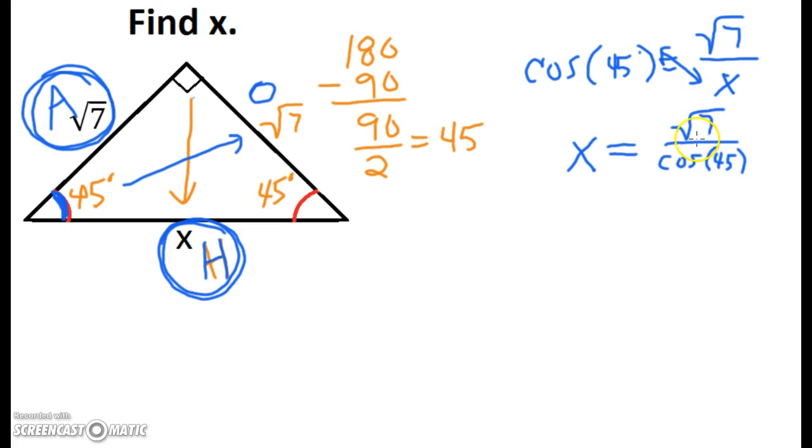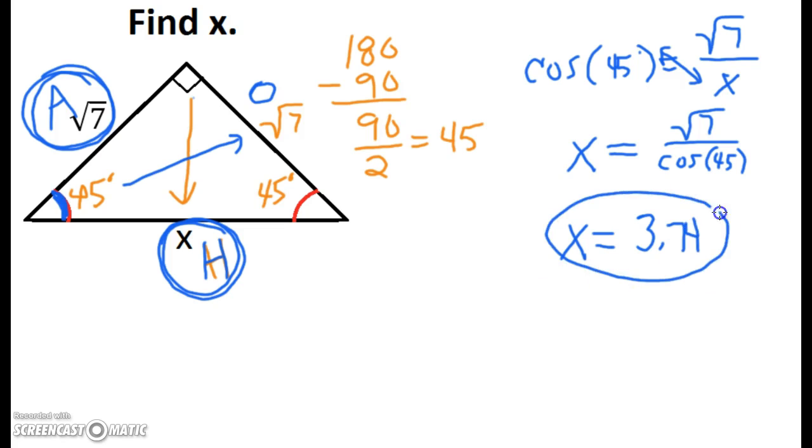All right, so in your calculator, you just need to type the square root of 7 divided by the cosine of 45. All right, so the square root of 7 and then divided by the cosine of 45. You have to be really careful that you're not underneath the square root symbol when you type divided by cosine of 45. And if you do that correctly, you should get that x is equal to, and I get about 3.74, and that is the correct answer.